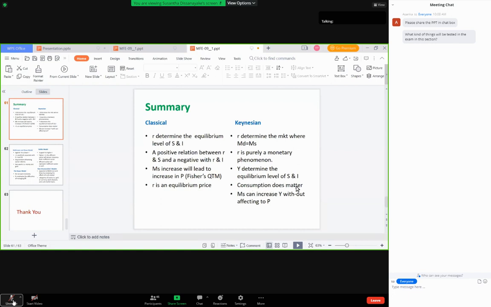So then consumption does matter. In here we discuss, when you consume more and more, the output increasing ultimately leads to economic growth, and money supply increasing, while output increasing and affecting price.